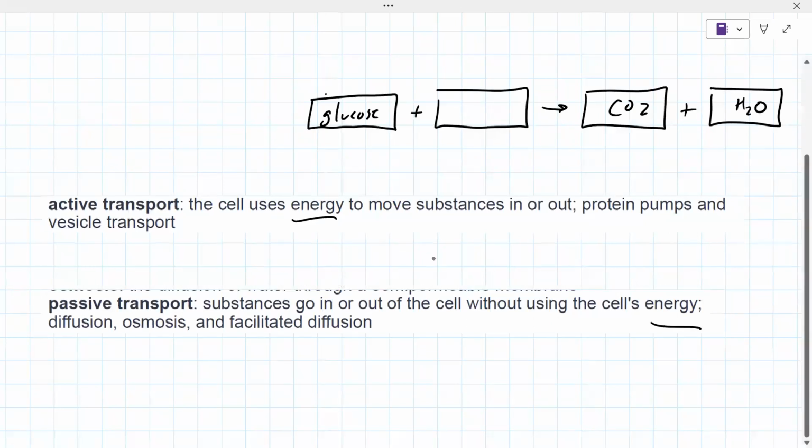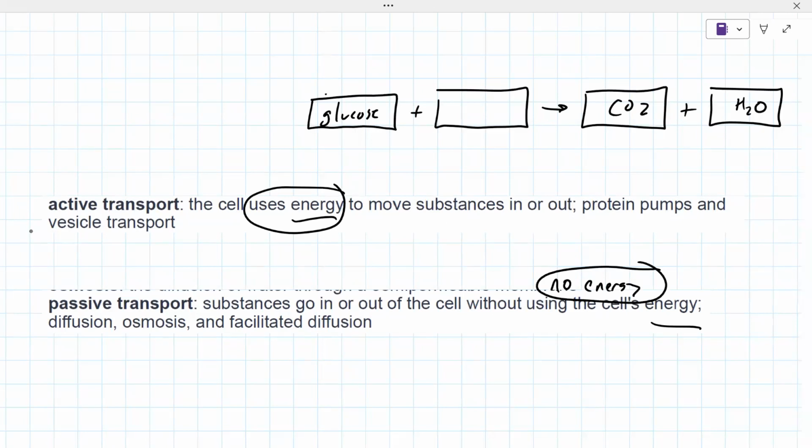Passive transport: substances go in or out of the cell without using the cell's energy, diffusion, osmosis, and facilitated diffusion. Do you see how energy is in both? Which one uses energy and which does not? One of these uses energy. Which one uses energy, active or passive transport? Active. Yeah. So that's the big difference. Active transport uses energy, passive transport, no energy. Is that clear?